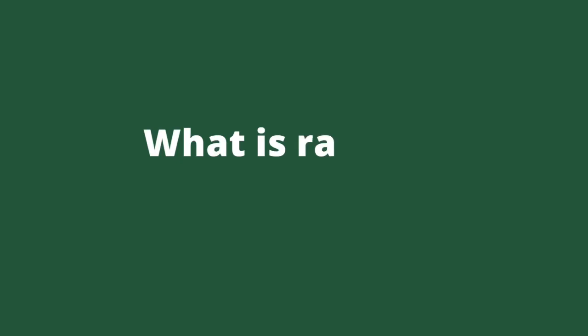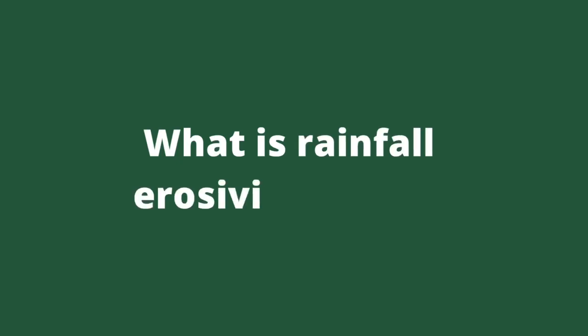So rainfall erosivity factor, it is the capacity of rainfall to cause erosion. It is the potential of rainfall to cause that erosion. It is also called rainfall erosion index. What is the maximum erosion it can cause in the 30 minutes of greatest intensity of rainfall? In the 30 minutes of greatest intensity of rainfall, how much it can erode. That is the rainfall erosion index.